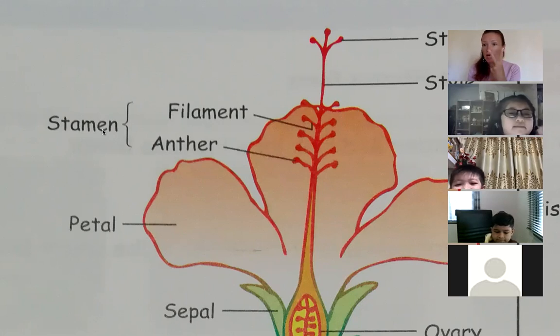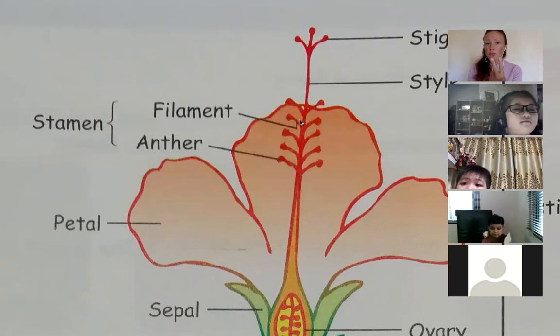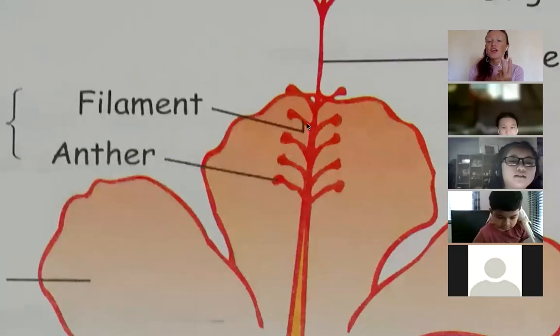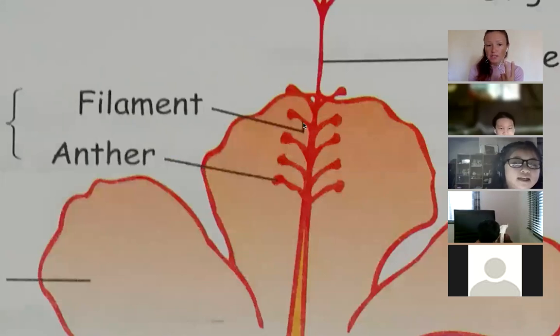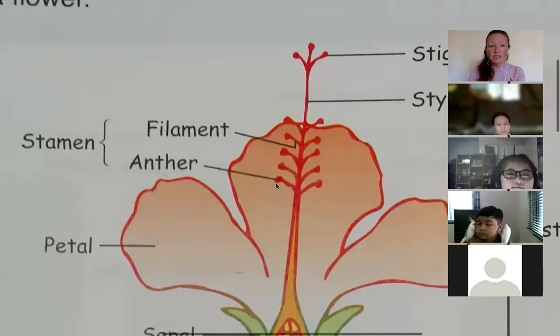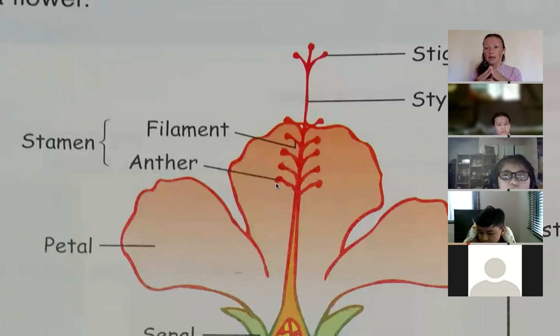The stamen has two parts. Which are they? What is this one? Filament. Yes. So the filament and anther. Anther. Yes, this small yellow part. If you touch the anther, you will get a small yellow powder on your fingers, right? The anther. Good. So the filament and anther are the parts of the male gametes.